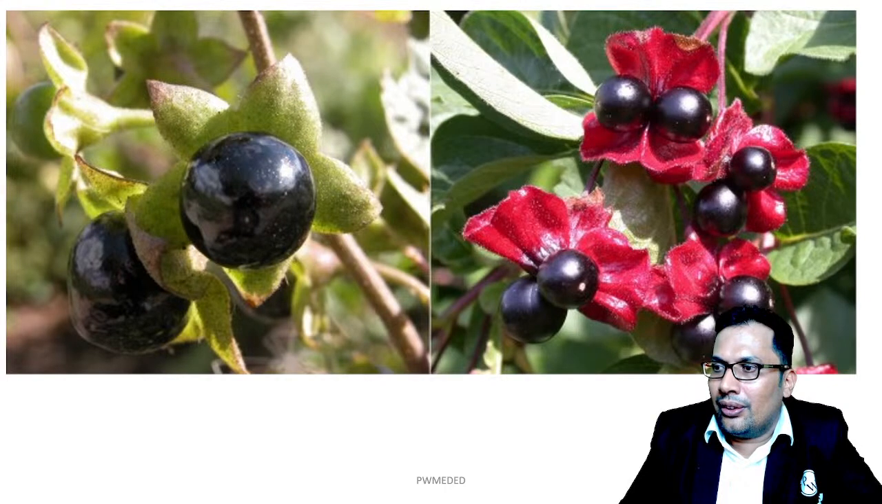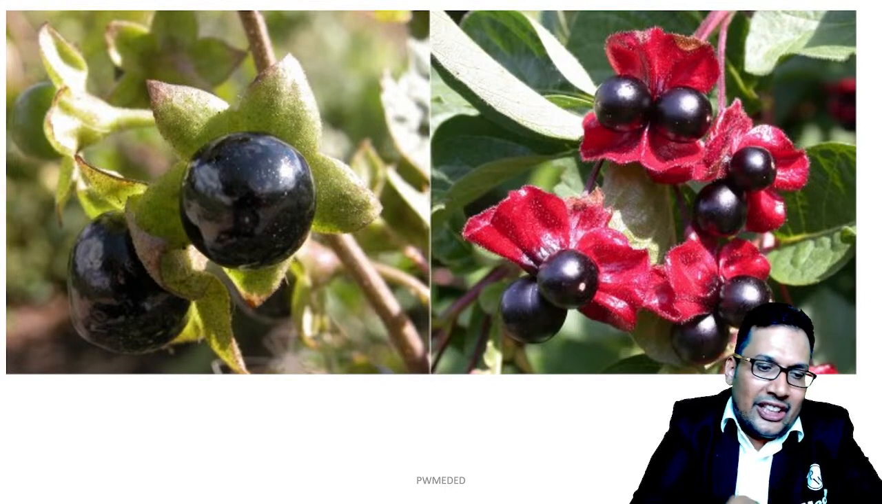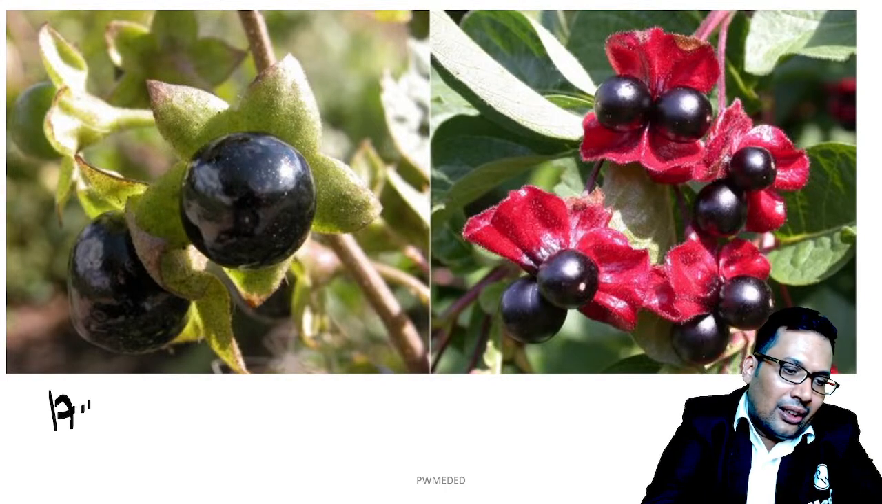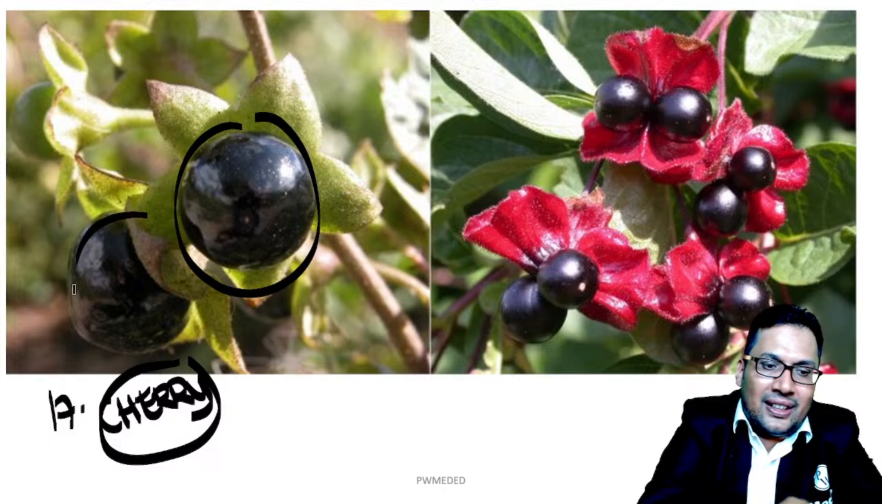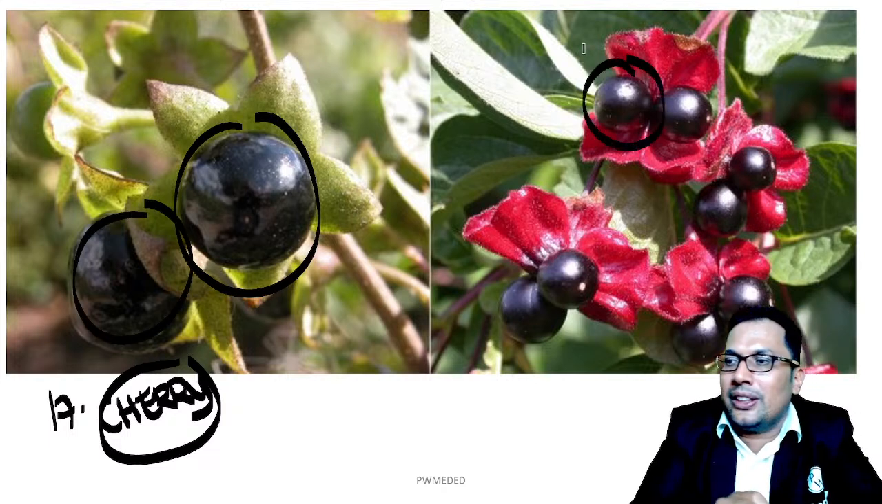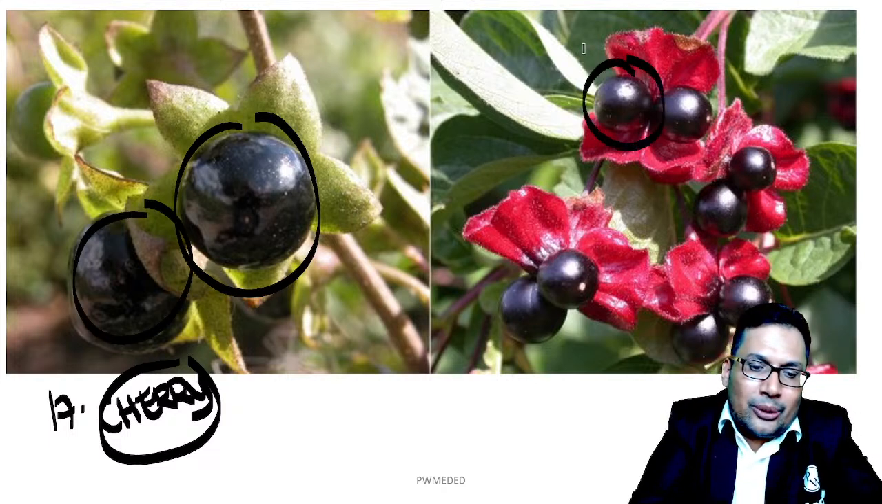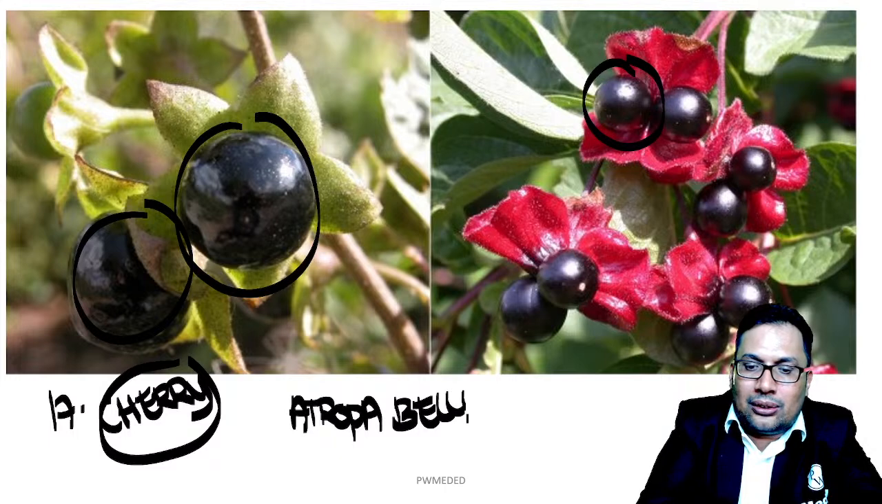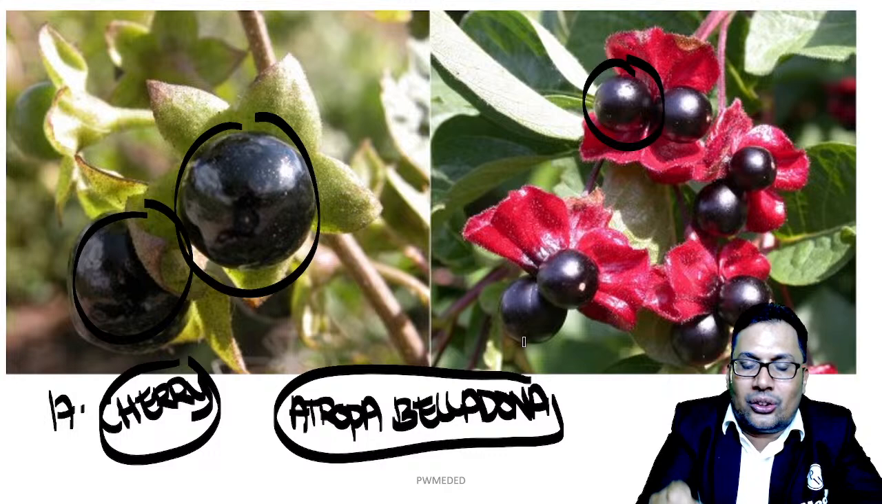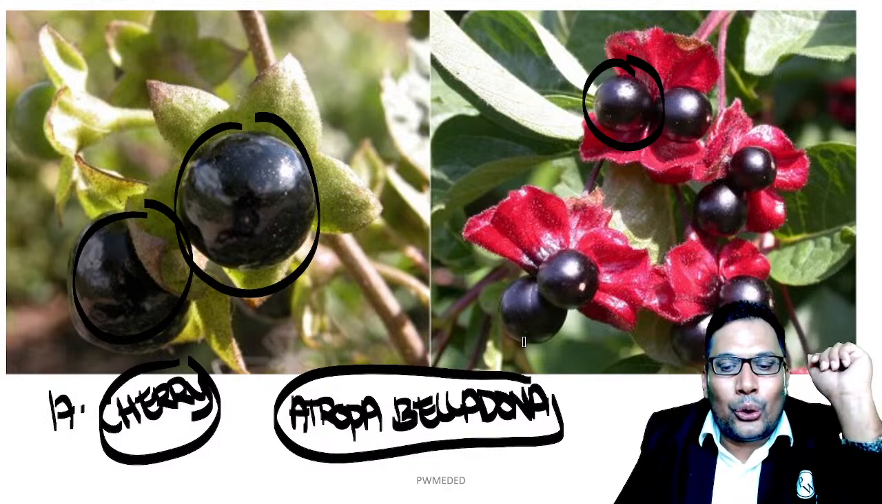Next. Look at this. Very nice cherry. 17. Poisonous cherry. Whenever this poisonous cherry is shown, a question is asked. So this must be the Atropa belladonna plant. Okay. Atropa belladonna.